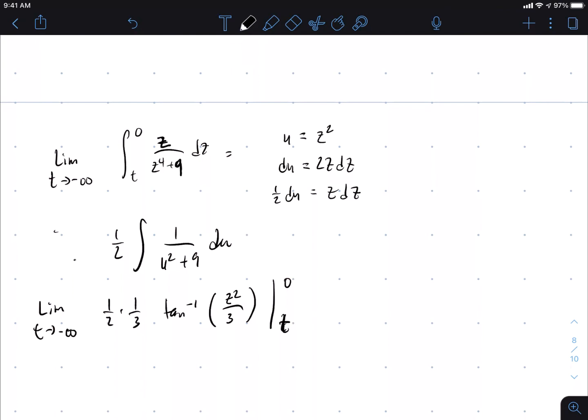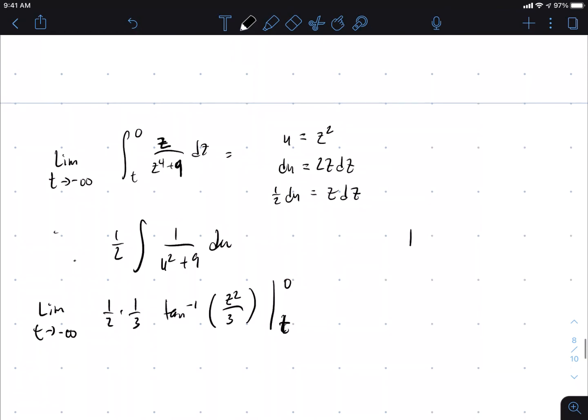Can you explain where the 1/3 came from? Yeah. Remember the rule for tan inverse: if we had x squared plus a squared, it's 1 over a times tan inverse of x over a. It's the root of 9. Does that make sense? Yeah, I did see that. That's the rule.